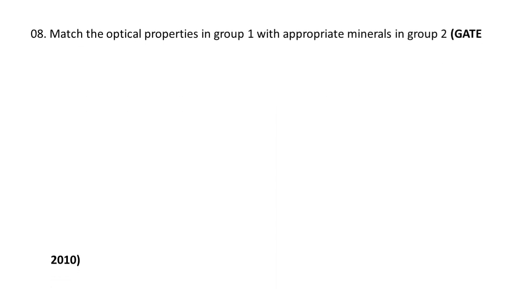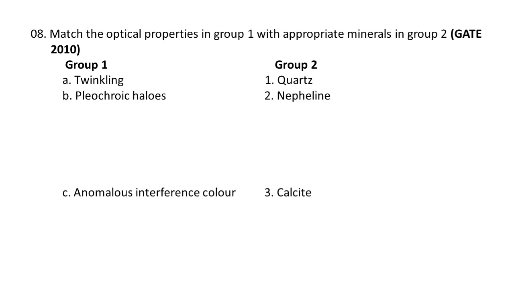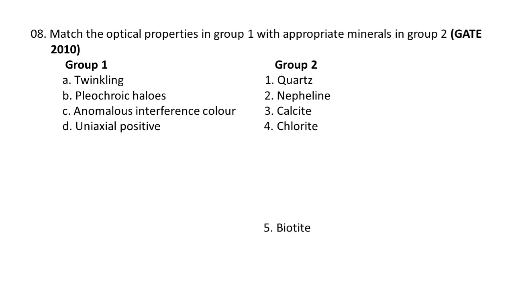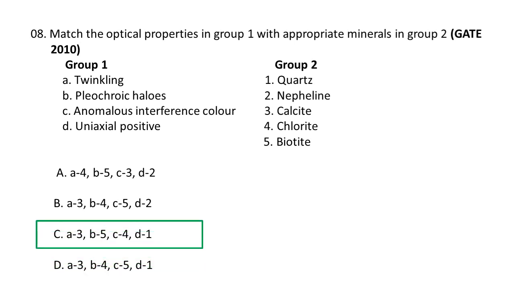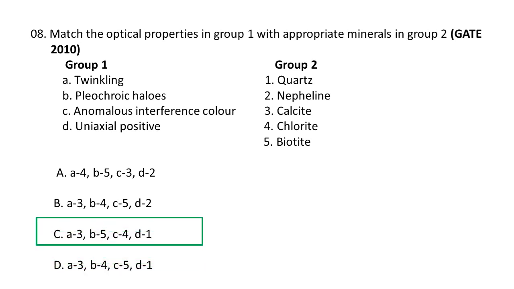Next question. Match the optical properties in group 1 with the appropriate minerals in group 2. Here group 1 and group 2 are given. In group 1, the optical properties are given like twinkling, pleochroic halos, anomalous interference colors, uniaxial positive and so on. In group 2, minerals like quartz, nepheline, calcite, chlorite and biotite are given. So the options are given as A, B, C and D. Here the correct option is C. Twinkling is observed in calcite, pleochroic halos are observed in biotite, anomalous interference colors are seen in chlorite, and quartz is uniaxial positive. So C is the correct option.